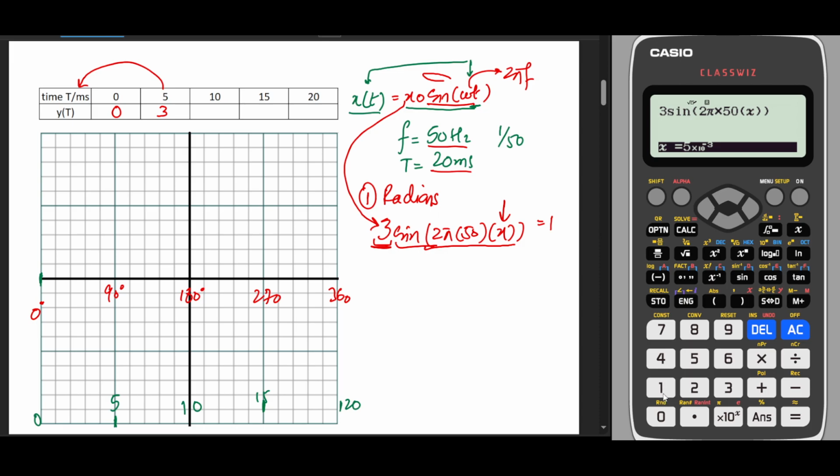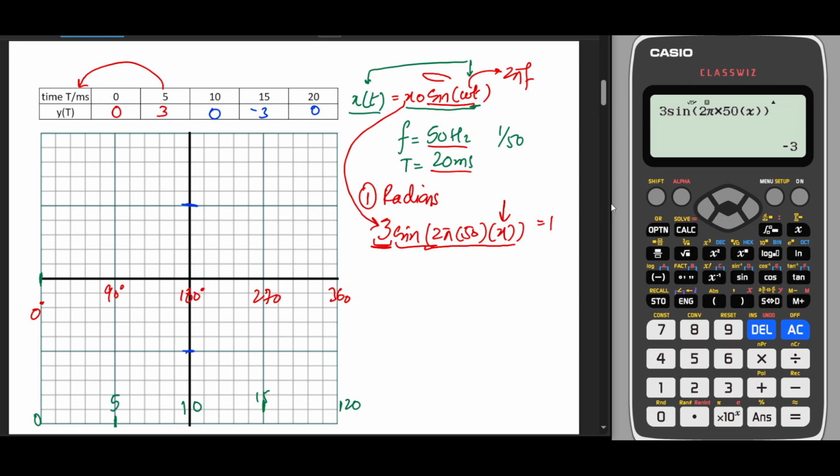So after pressing calc again, 10e minus 3, 10 milliseconds, again, I'm going to get 0. So this is going to become 0. Over here at 15, I expect this value to become negative. And why is that? Because sine at 270 degrees becomes negative. So you can see from the calculator it becomes negative 3. So this is negative 3, and consequently at 20 I'm going to get 0. So the graph somewhat goes like this.